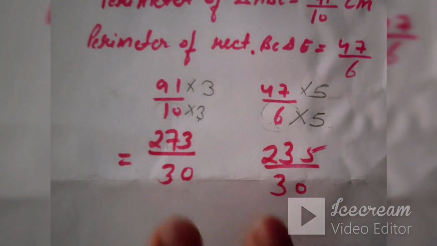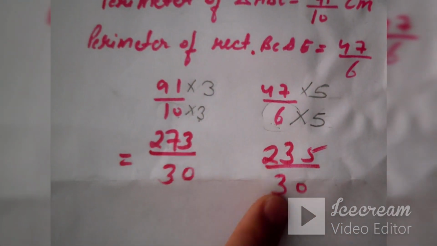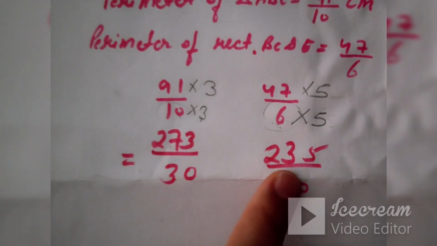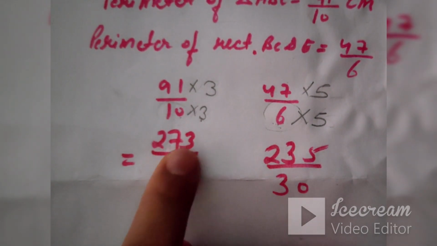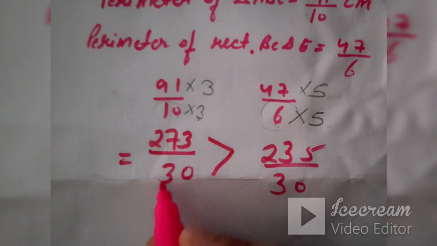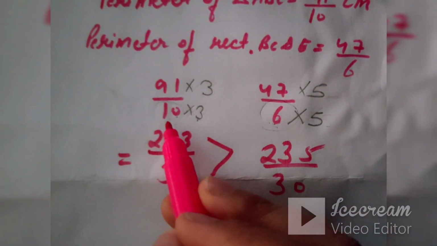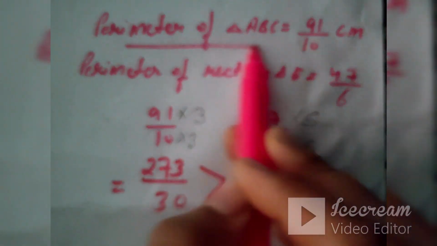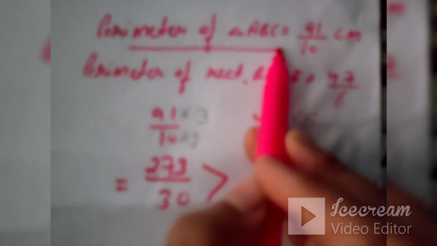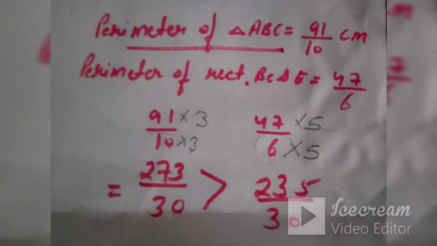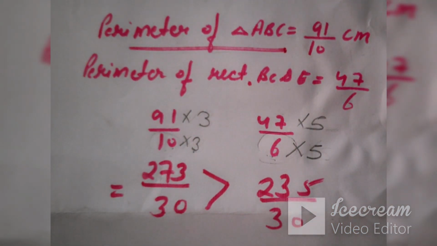तो आप खुद ही देखिए, जब डिनोमिनेटर सेम होते हैं तो आप न्यूमरेटर कंपेयर करते हैं. तो न्यूमरेटर किसका बड़ा है? इसका बड़ा है. और ये वैल्यू किसकी थी? 91 by 10 की. और 91 by 10 किसका है? पैरीमीटर ऑफ ट्रायंगल ABC. इस वजह से वी कैन से दैट द पैरीमीटर ऑफ ट्रायंगल ABC इज ग्रेटर देन द पैरीमीटर ऑफ रेक्टेंगल BCDE.